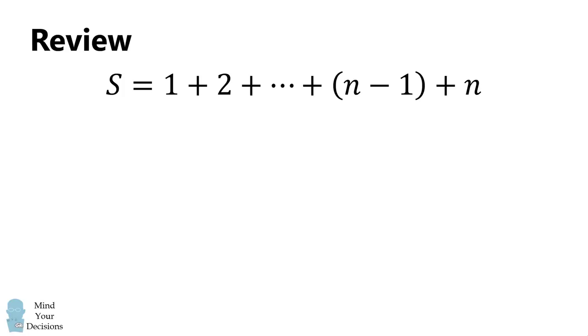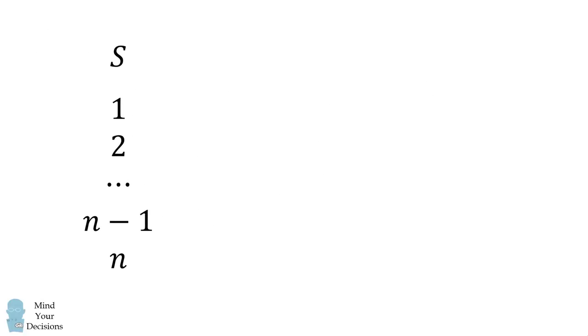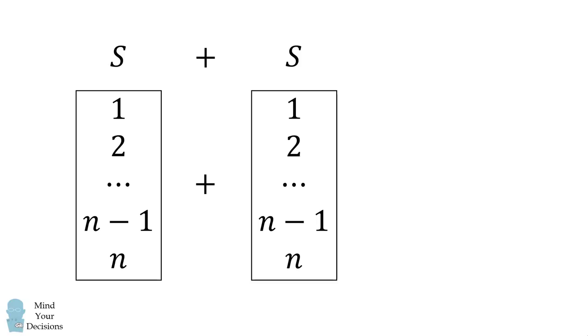To get started, we'll review a famous formula. Suppose S is the sum of integers from 1 to n. We'll create a simple formula for the value of S. We'll first write the numbers in a vertical column, and we want to add up all the numbers in this column. To do that, we'll add a copy of S to itself. But here's the trick. Instead of writing the numbers from 1 to n, we'll write them in reverse order.